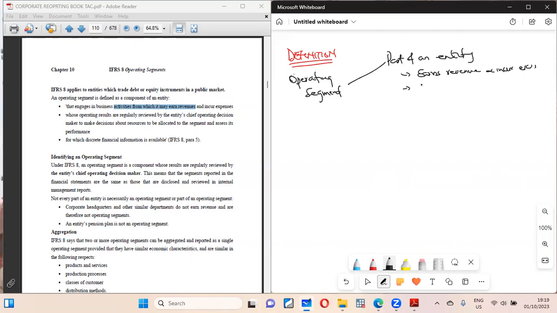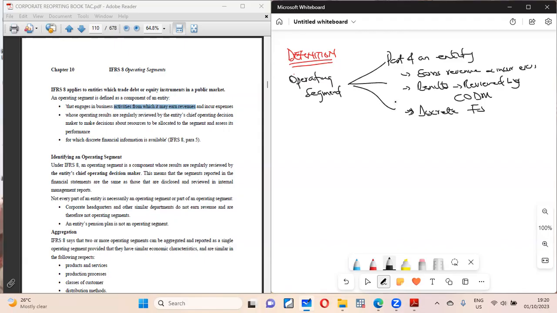Number two, their operating results are reviewed regularly by the chief operating decision maker. Like I said, it used to be the CFO or CEO, sorry. So every year they sit down, they analyze performance and they review. Not only that, they can also prepare their own discrete financial statement.